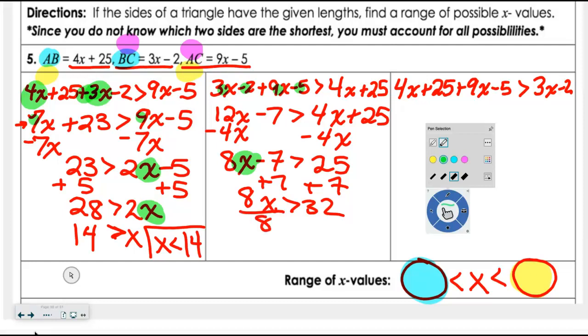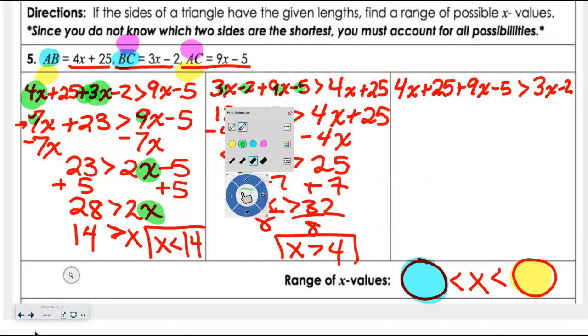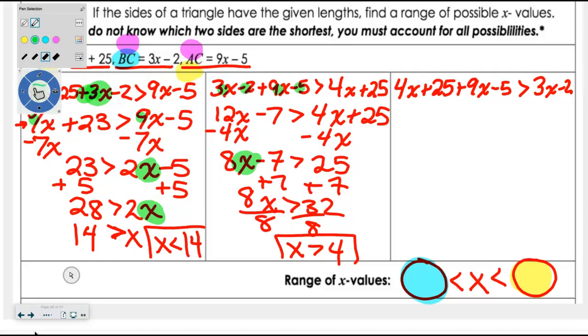And then I divide by 8. I'm going to get x greater than 4. I'm going to put it in the box. I'm going to let it sit. Okay? I'm going to get 3 different inequalities for x. When I'm done, one of them I'm going to throw out. So again, let's do super fast.